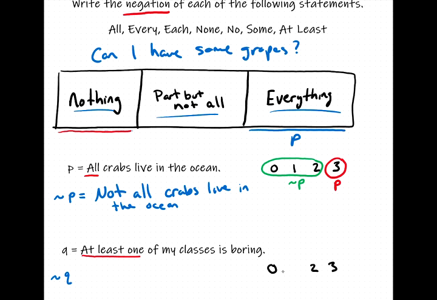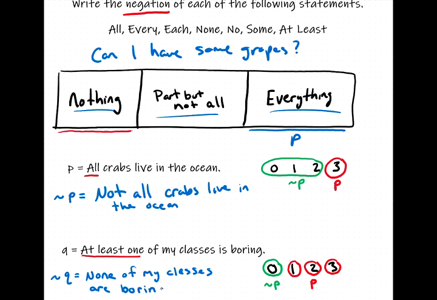I'm going to go back to using red and green. So at least 1 means 1 or 2 or 3. So that would be what the statement is referencing, which means the negation has to reference only the case of 0 classes being boring. So for the negation, we could say none of my classes are boring.